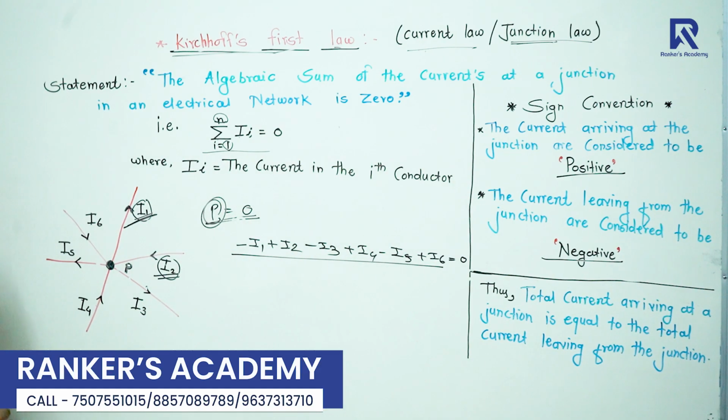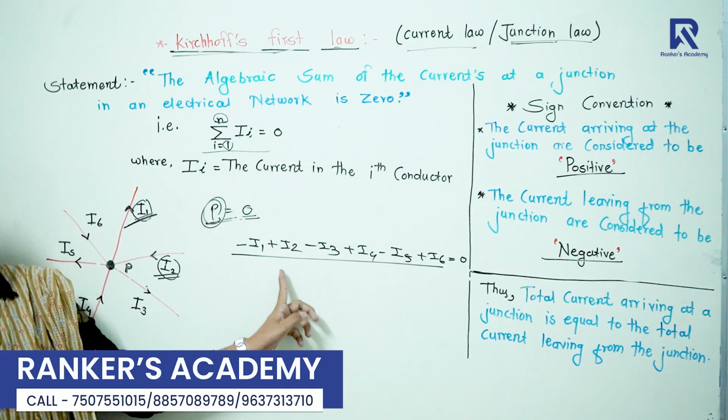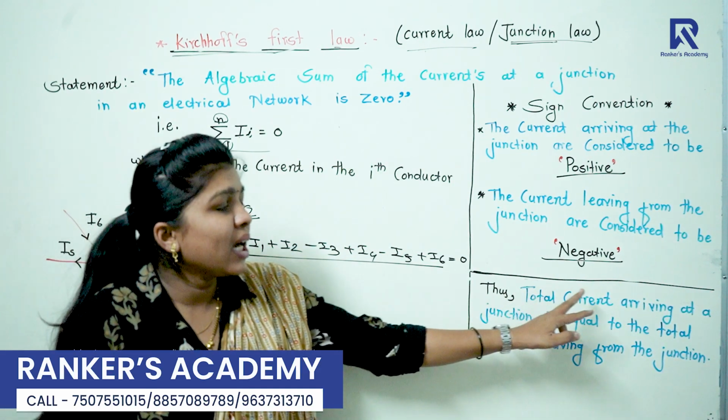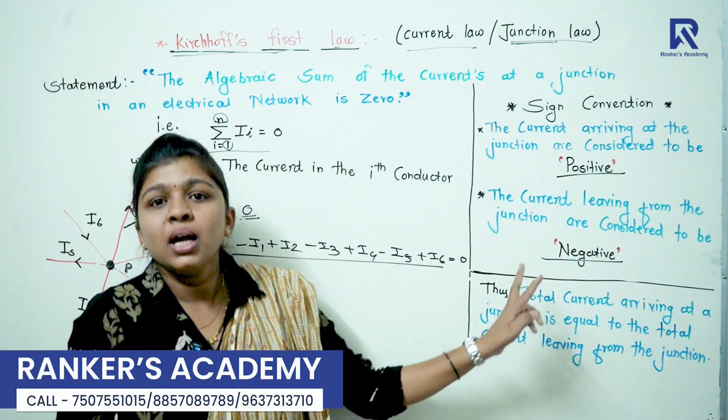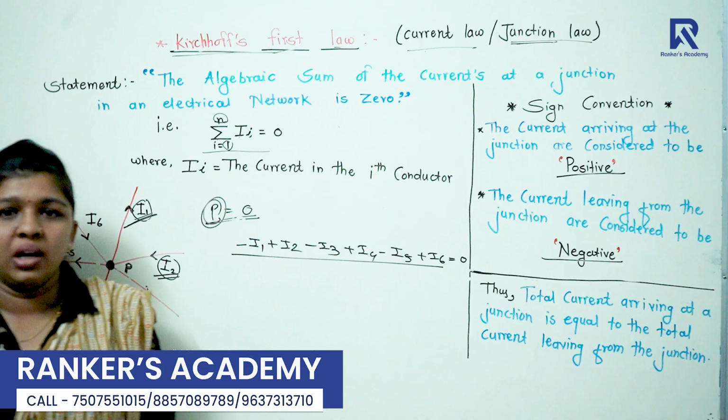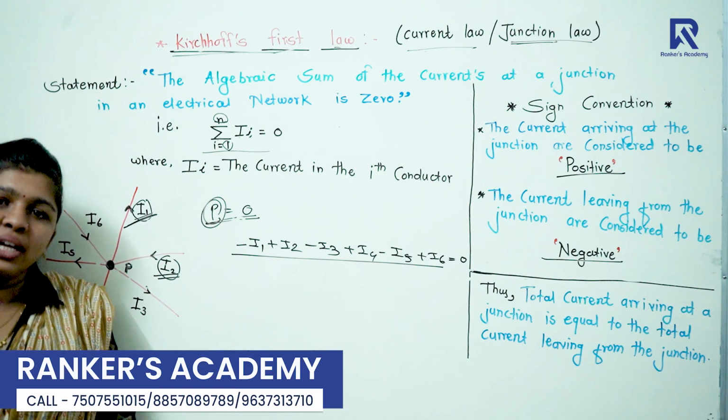So what can we conclude from this? We can conclude that the total current arriving at a junction is equal to the total current leaving from the junction. This is Kirchhoff's first law.